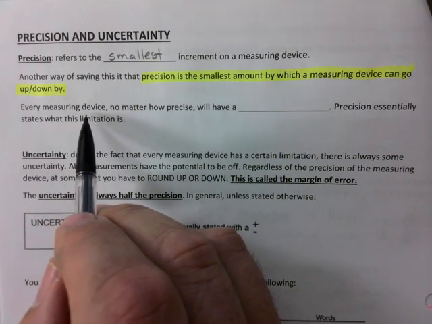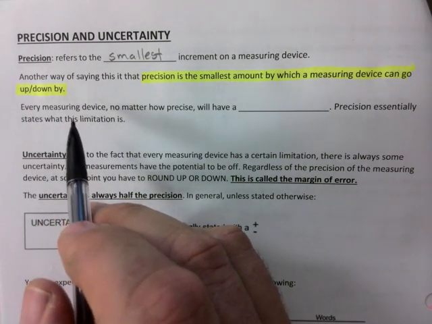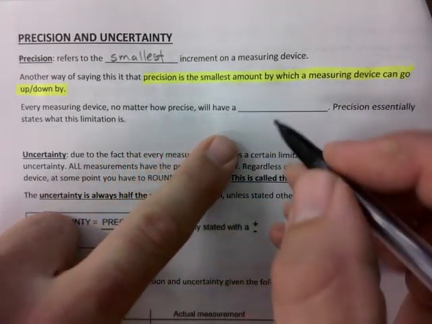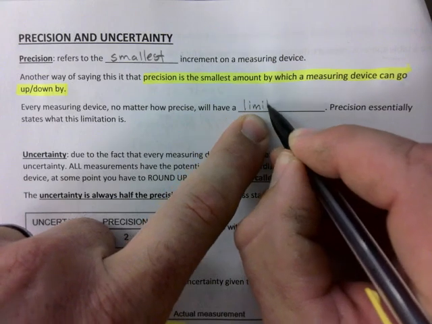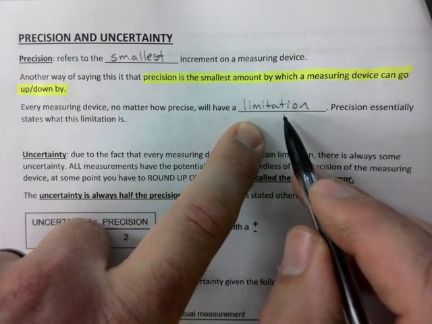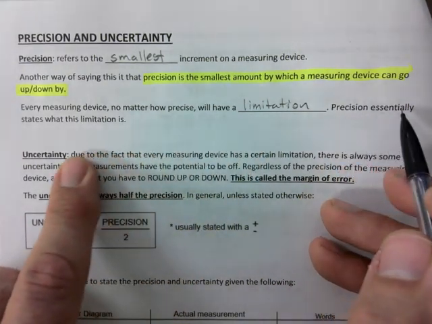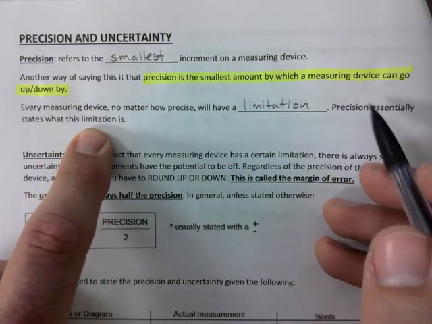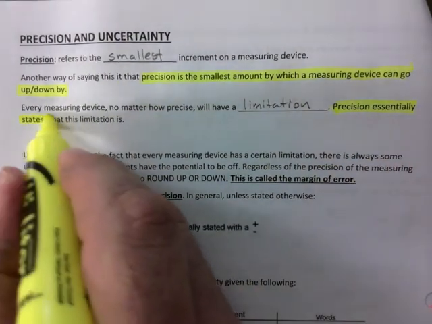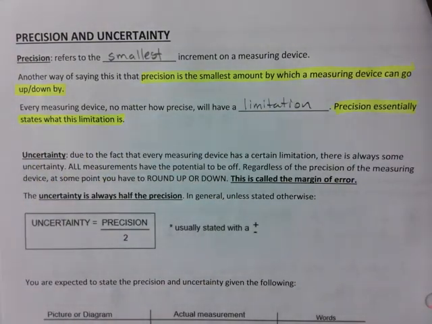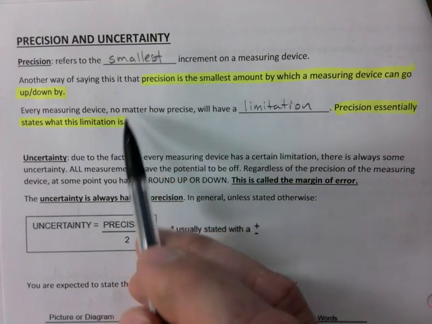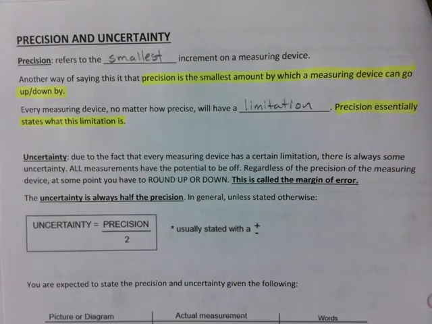Every measuring device, guys, you don't think of it, but I'm telling you, every measuring device, no matter how precise, will have a limitation. There will be a limit to what it can do. Precision essentially states what the limitation is. So all three sentences here are exactly the same. They're saying the same thing, just in a different way. Okay.